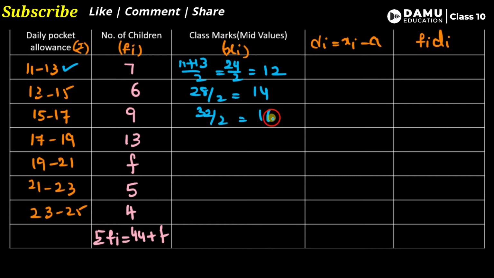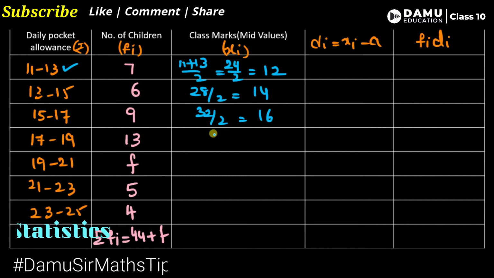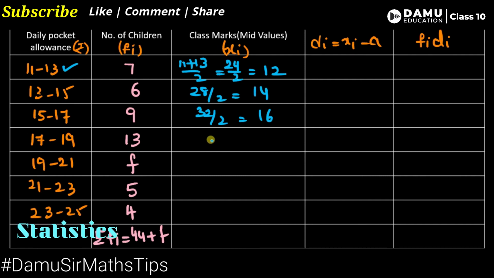We will get 16. Then 17 plus 19 is 36 by 2. We will get 18. Then 19 plus 21 will be 40 by 2. We will get 20. Then here 44 by 2 will be equal to 22.